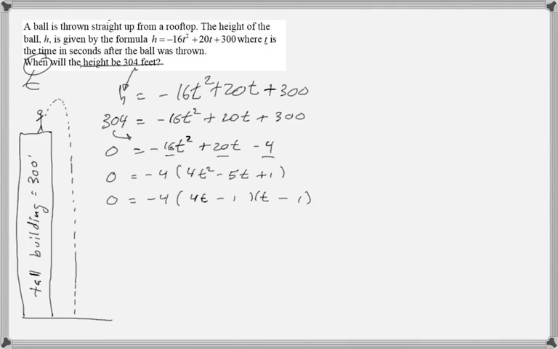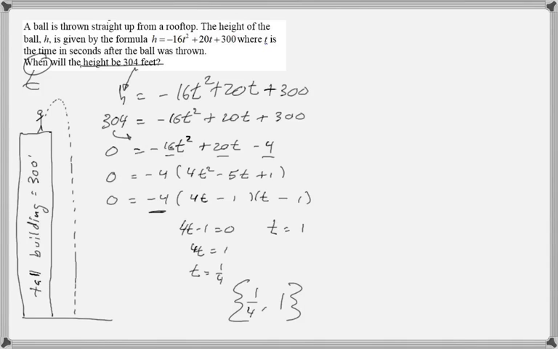So solving for each of the factors set equal to 0, if I set negative 4 equal to 0, I'll get no solution there. 4t minus 1 is 0. Let's see, I'll add 1 to both sides. 4t is 1, so t is a fourth. And when t minus 1 is equal to 0, I'll get t is equal to 1. So there's actually going to be 2 times when the ball is 304 feet above the ground, or 4 feet above the roof, at 1/4 of a second and 1 second.